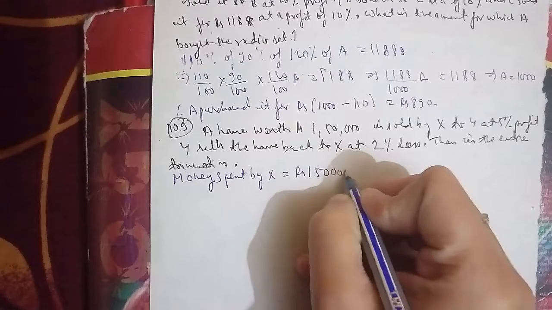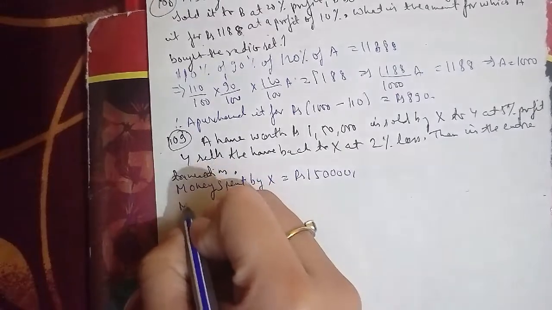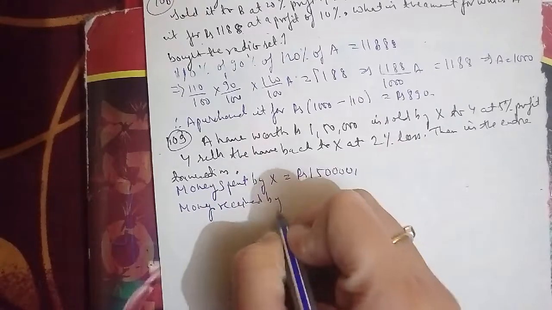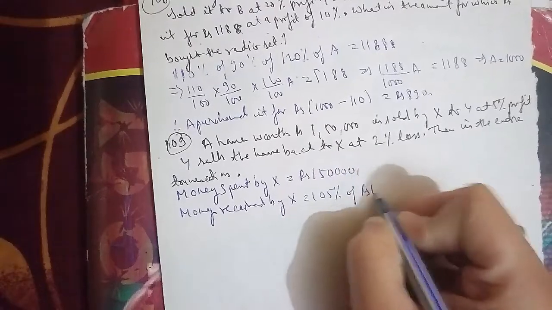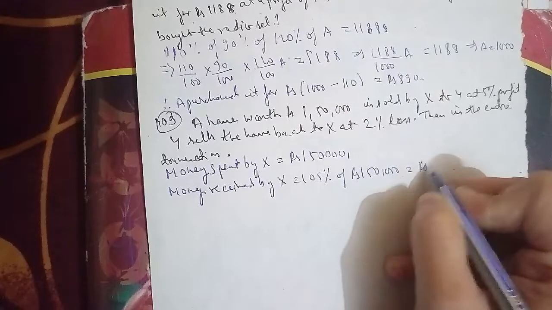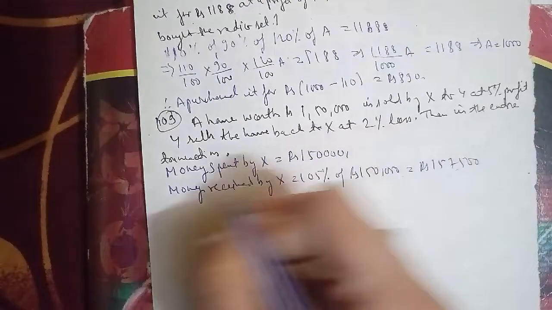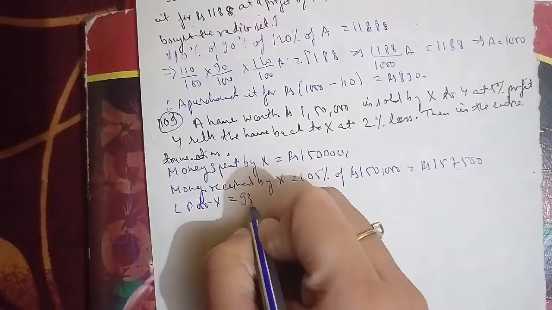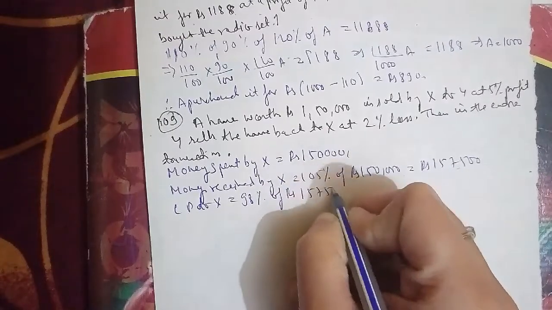Money received by X equals 105% of rupees 1,50,000, which equals rupees 1,57,500. So the cost price of 2X equals 98% of rupees 1,57,500, which will give you rupees 1,54,350.